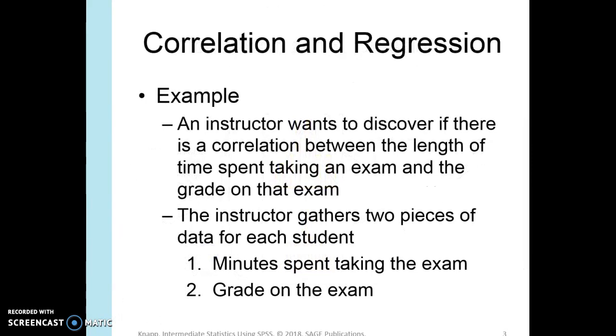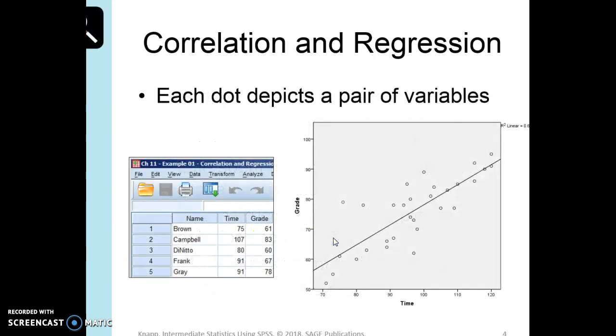And here's an example. An instructor wants to discover if there's a correlation between the length of time spent taking an exam and the grade on that exam. The instructor gathers two pieces of data for each student: minutes spent taking the exam and the grade on the exam. And here's their data. Not all of it, but here's what it looks like on a graph.